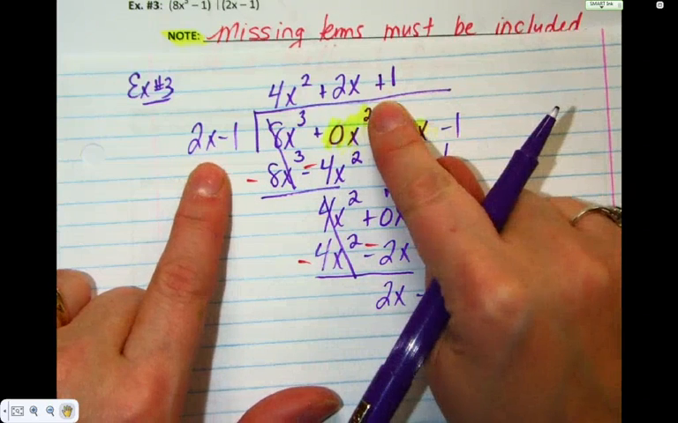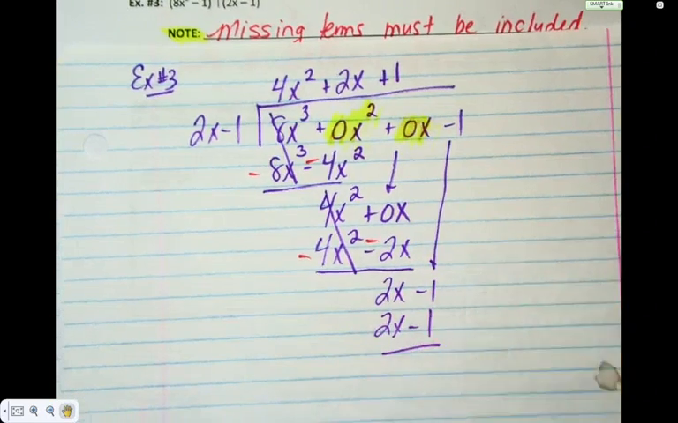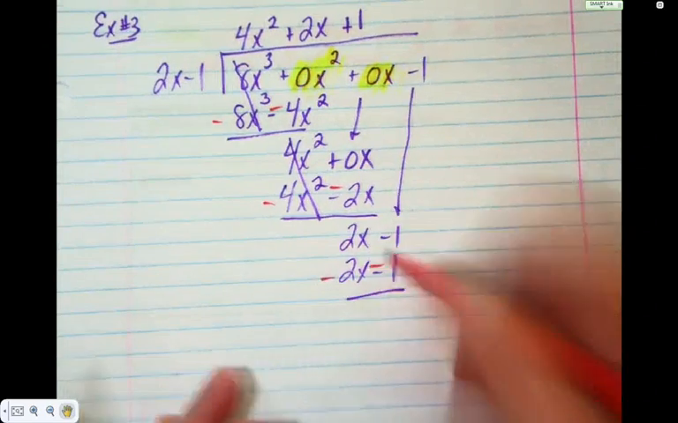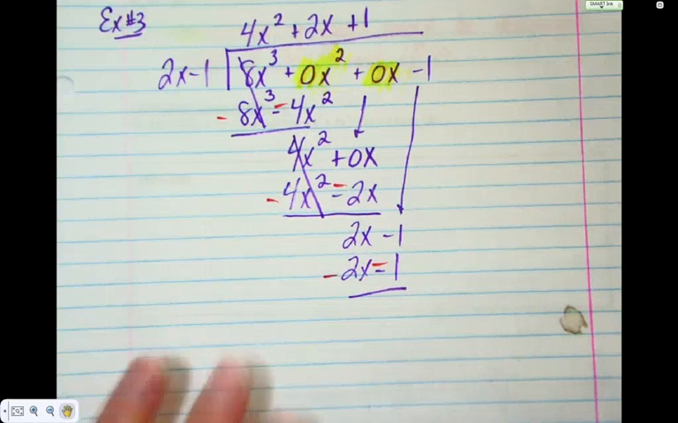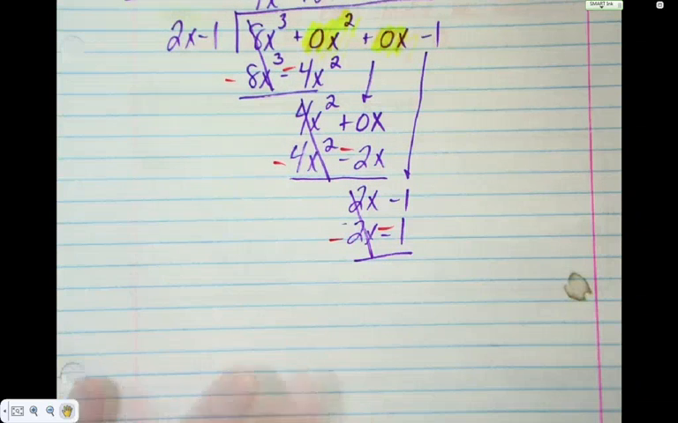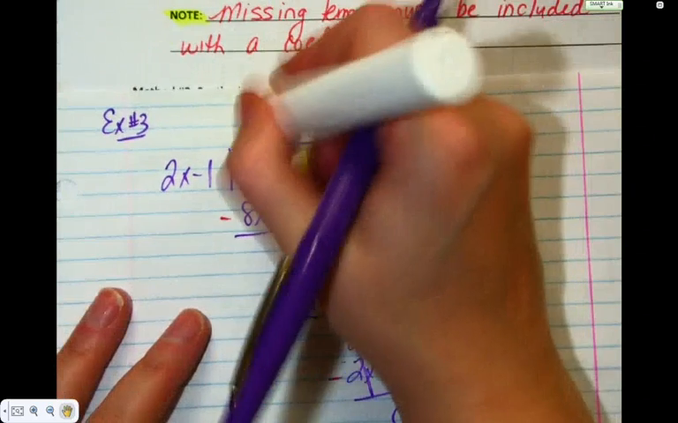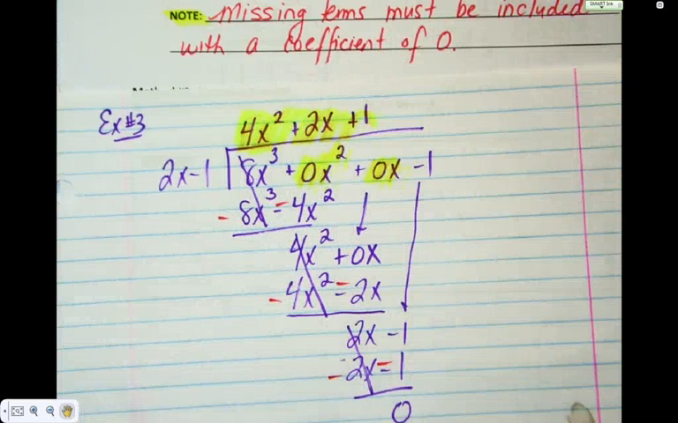Okay, multiply. Two x minus 2x, minus 1 plus 1. What does it mean if we get a 0 down here? Yeah, it means it divided evenly. There's our answer, 2x squared plus 2x plus 1. How we doing?